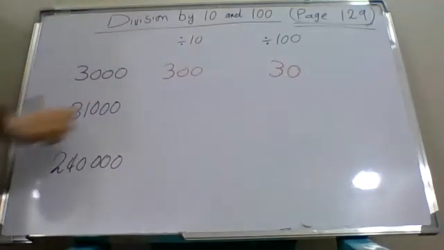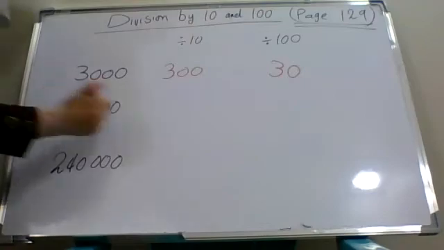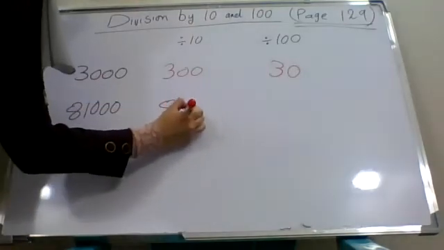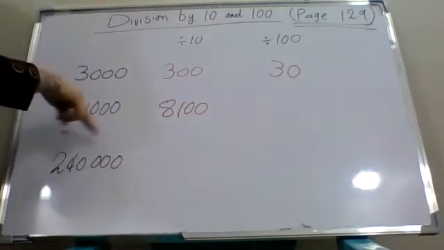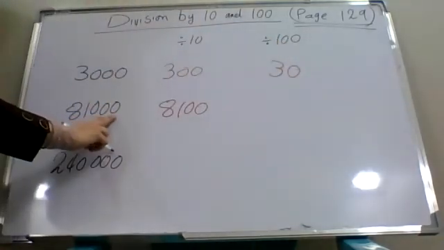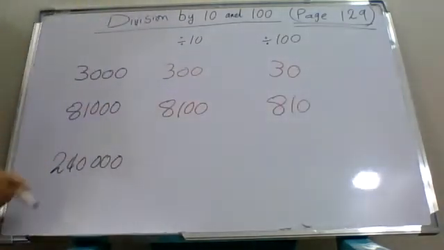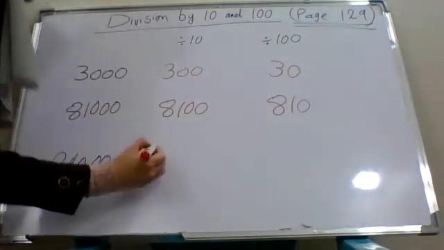Okay, here I'm allowed only to erase 1 zero. This number has only 1 zero, so I erase 1 zero. So the answer is going to be 8,100. Okay, and now I'm allowed to erase 2 zeros because 100 has 2 zeros. So I erase 2. It's going to be 810. And the last one, we again erase 1 zero.